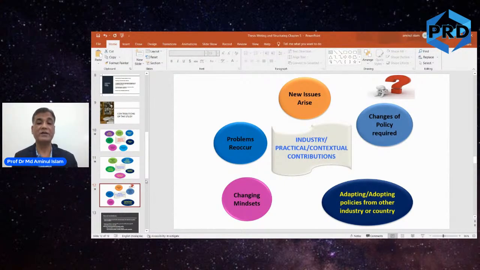And of course, when the problem reoccurs, right? When people have done research previously and made a conclusion, and now that occurs again, and you are proposing new policies, recommendations to make improvement, you are making a conclusion that even though you are providing certain solutions and suggestions, the problem may reoccur again. Okay, so you are raising again an issue for new researchers to take on.